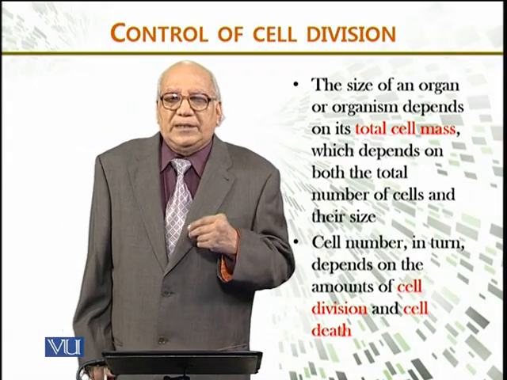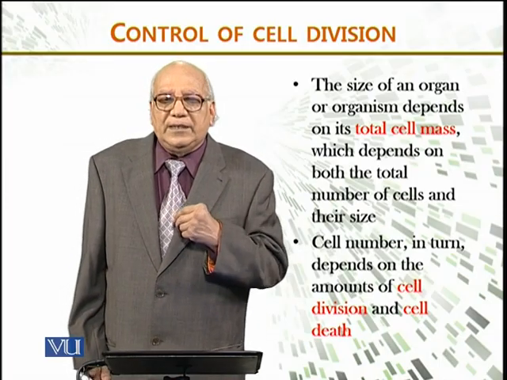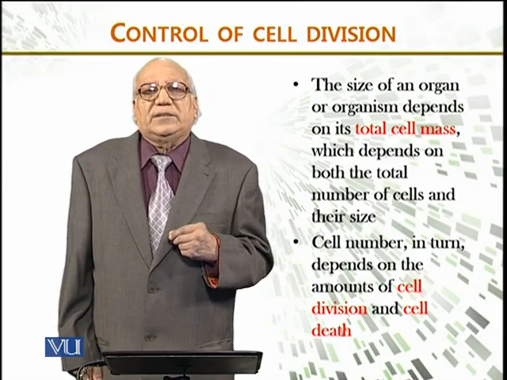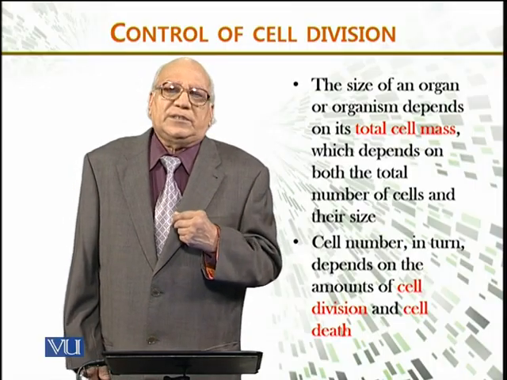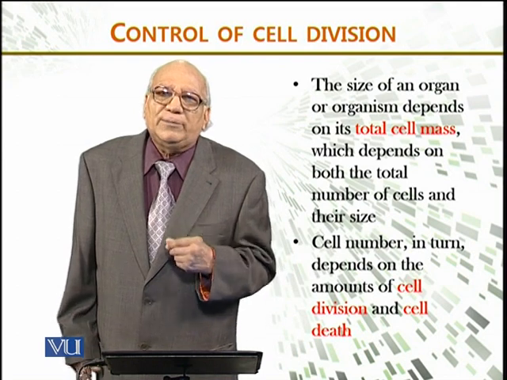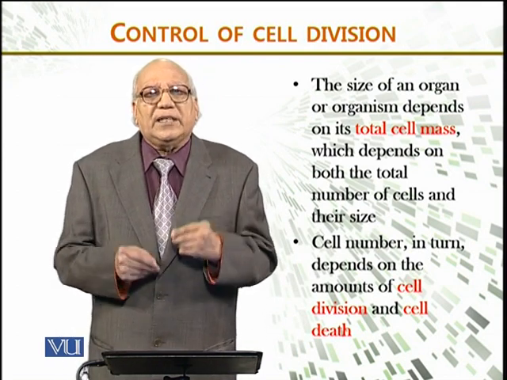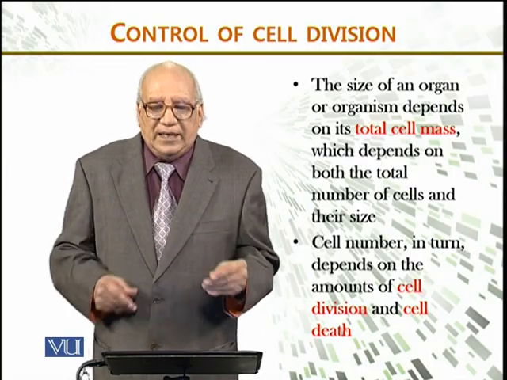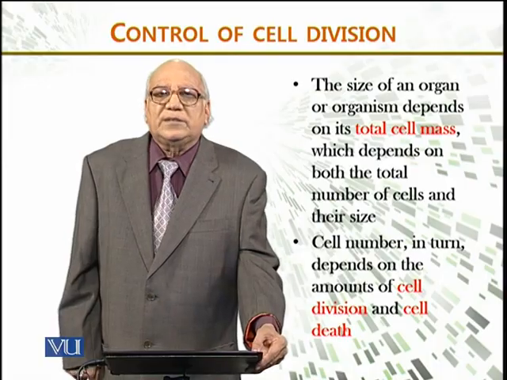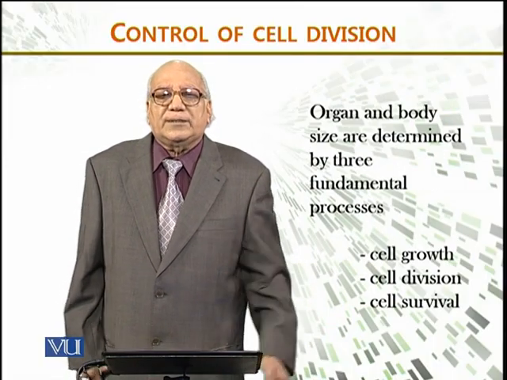Cell number in turn depends on the amount of cell division and cell death. Obviously, whenever in the organ there are two processes going side by side. One is the production of the cells and the second one is the death of the cells, the death rate, and the net is the cell number increase.